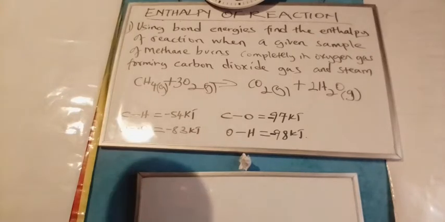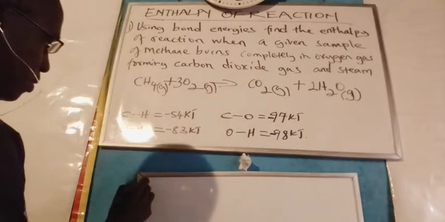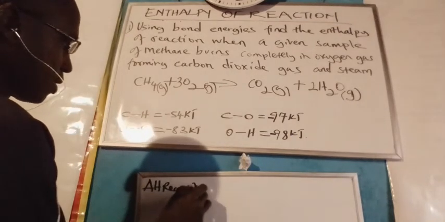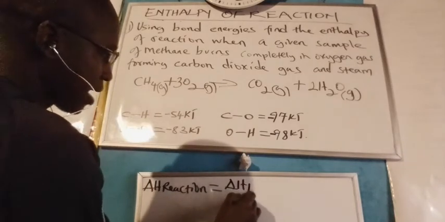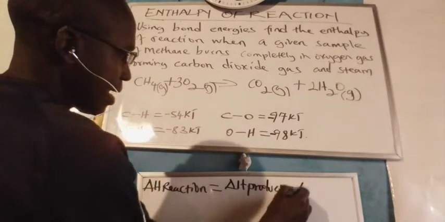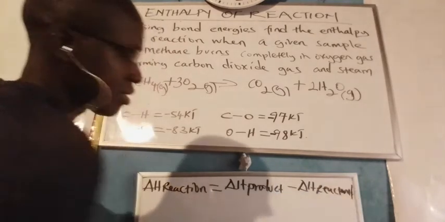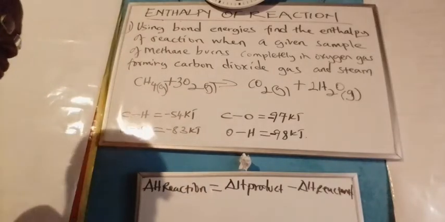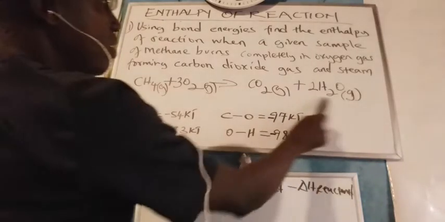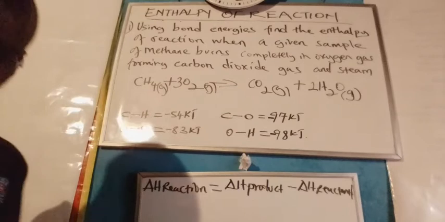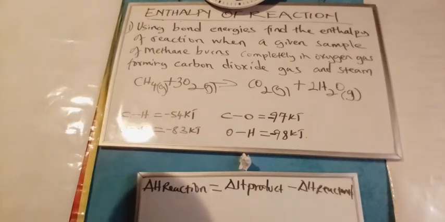Now, to begin with, to be able to compute the enthalpy of reaction, we have the formula delta H reaction is equivalent to delta H product minus delta H reactant. In other words, to get the enthalpy of reaction, we get the overall enthalpy of the product and subtract the enthalpy of reactants from that, which represents the change in energy and connotes the enthalpy of reaction. So then what do we do using these bond energies?